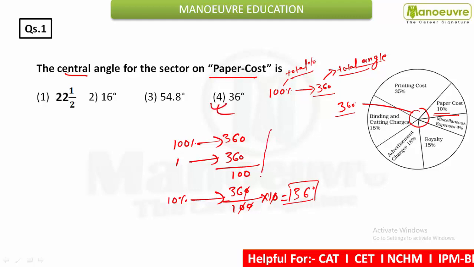And you can also do this question like this: 100% is given, that is 360 degrees, and you have to find the value of 10%. So just make this 100 into 10. How will you make it 10? By dividing by 10. Now if I divide by 10, then we are left with 10%. And if you are dividing here, then you also have to divide here. So I will divide here also by 10, and I will be left with 36. So I can say 10% would be this 36 degrees, and that is your option 4. Hope it is clear. Moving to the next one.